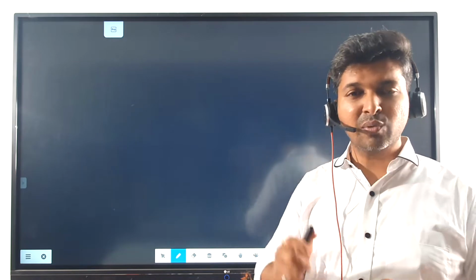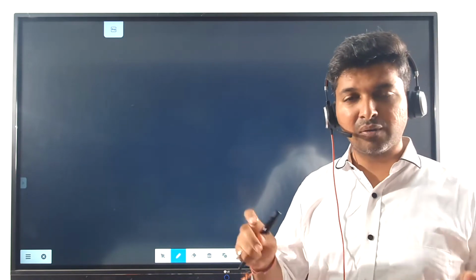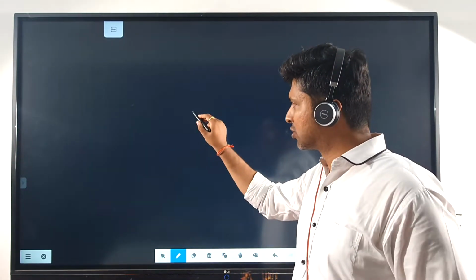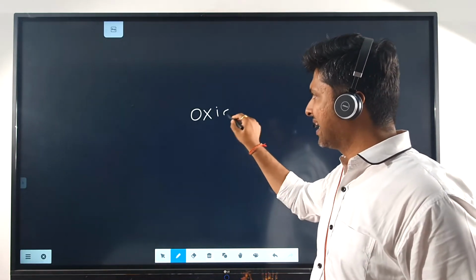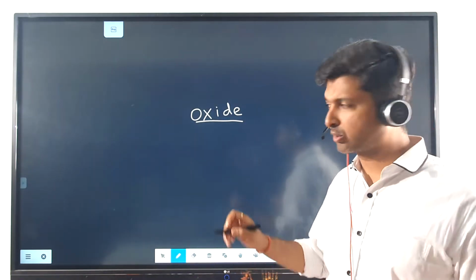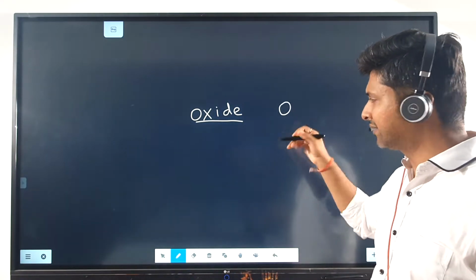Now today's question is the type of oxides. Which are the different types of oxides present? Children often struggle. Oxide is a radical. Basically, oxide is a radical like oxygen alone, with its own valency.